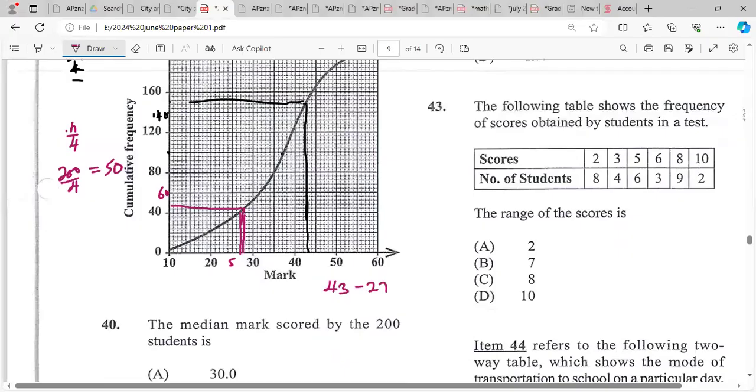All right, trigonometry says the following table shows the frequency of scores obtained by students in a test. The range of the scores would be the highest value minus the lowest. So this is the highest score, and this will be the lowest. So it will be 10 take away 2, which is 8. So that's C for the range.